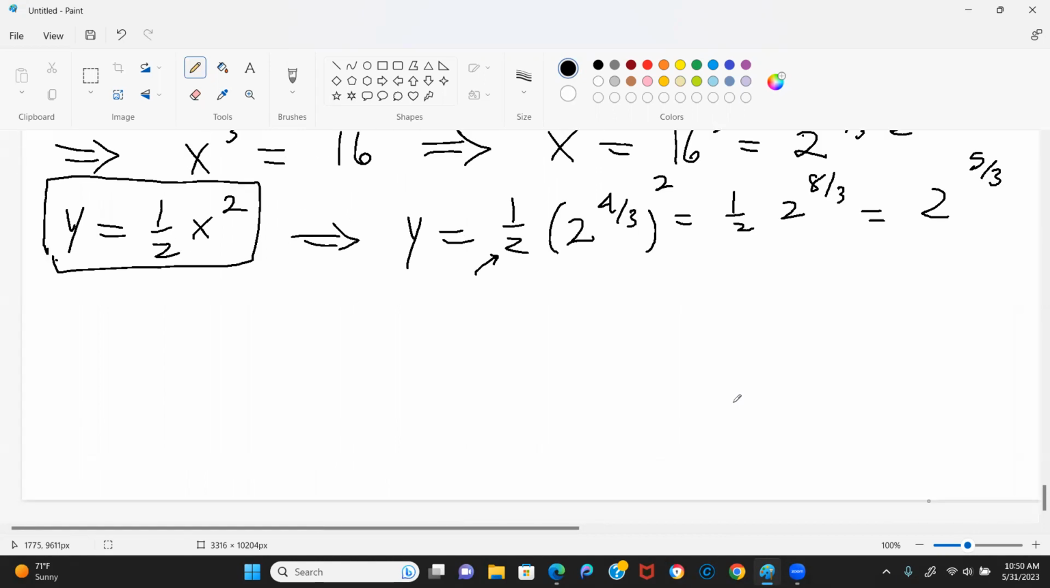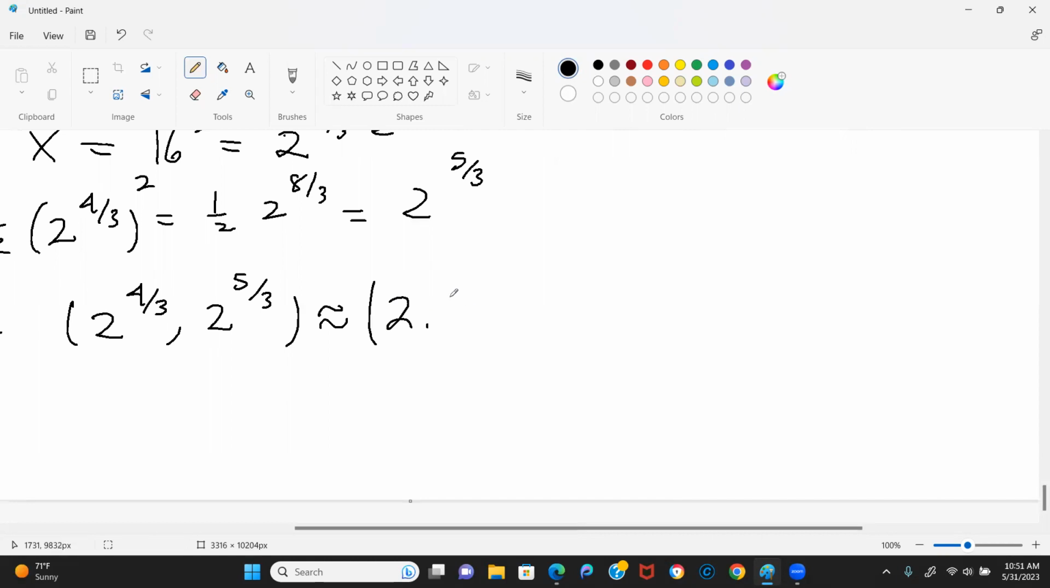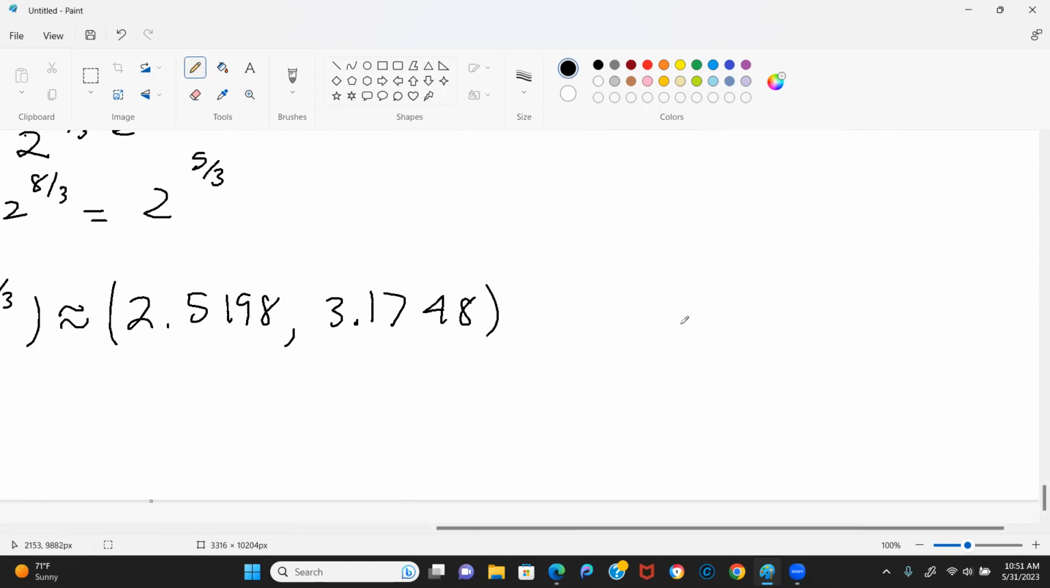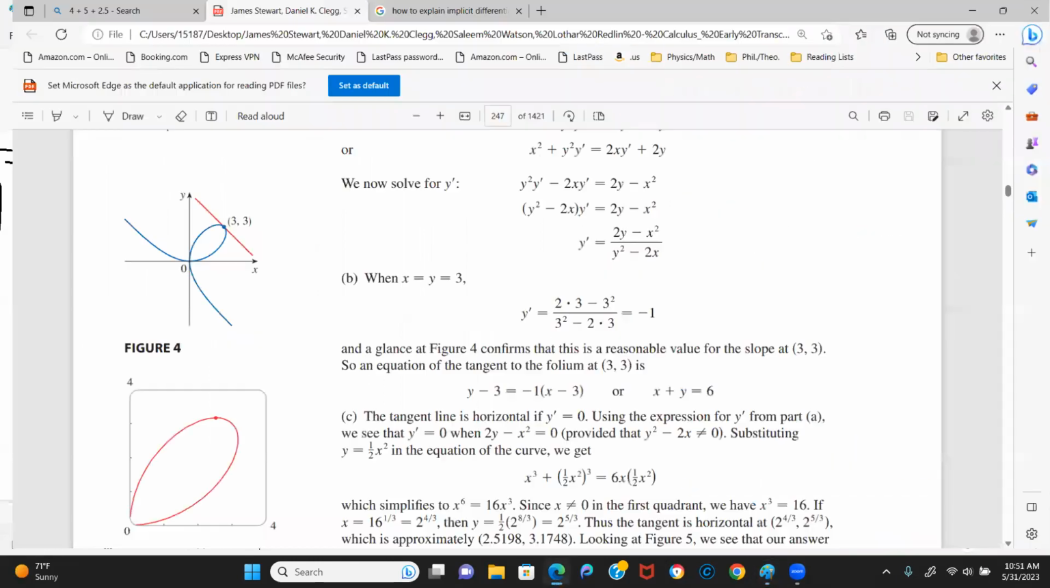So that means we have a horizontal tangent at the point 2 to the 4 thirds, comma 2 to the 5 thirds. And the book is telling me that that's approximately the point 2.5198, comma 3.1748. So keep that in your head. I'm going to pull up the book now because they give a representation of what's going on.